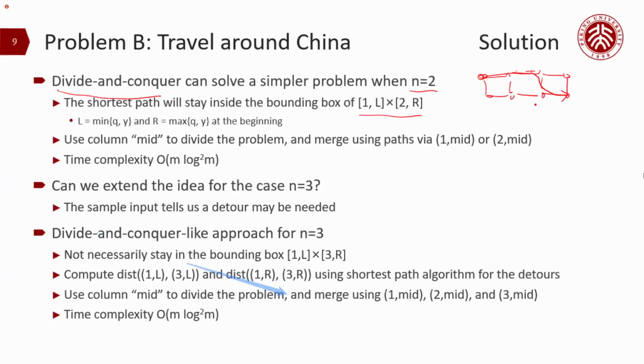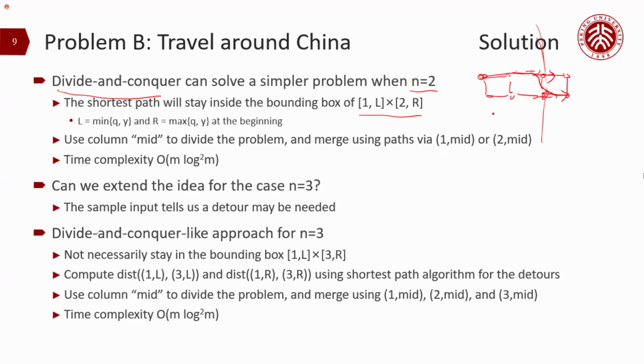So because of this property, we can use divide and conquer. For example, we count the sum of shortest paths on the left-hand side, on the right-hand side, and in between, we enumerate the 2 cases, whether we pass through the point on the top or on the bottom. So this is the simpler case when n equals 2. And can we extend the idea for the case n equals 3?